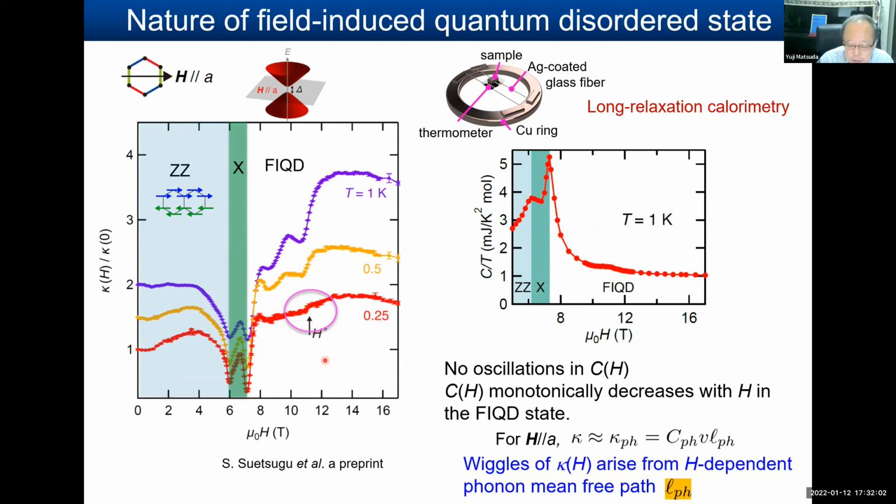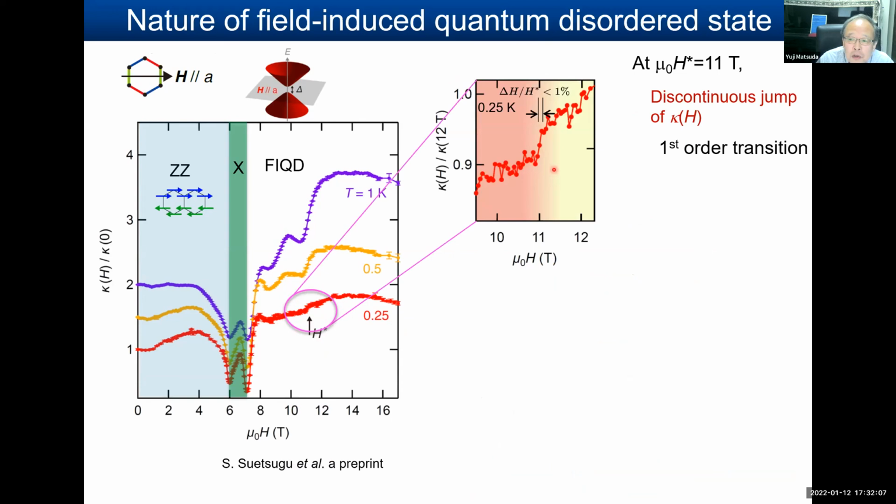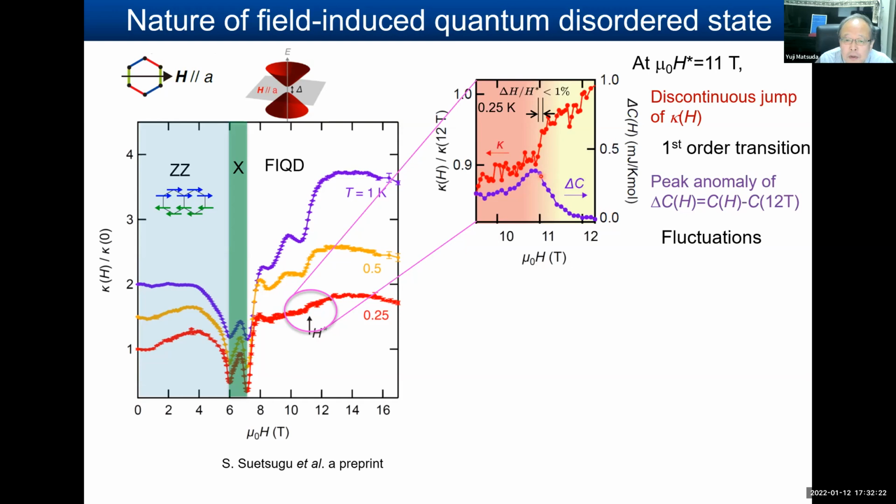Okay, now at 11 Tesla, we observe the discontinuous jump of the thermal conductivity. This jump is attributed to the first order transition. To confirm this behavior, we also measure the specific heat on the same crystal. We observe the peak anomaly of the specific heat. The peak anomaly starts around 10 Tesla, indicating the fluctuations.